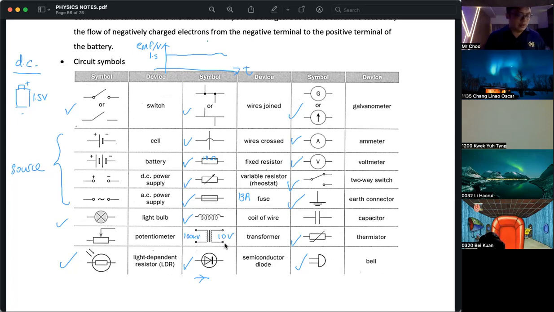Now we go to the last one, the potentiometer. A potentiometer is something like a variable resistor. To me, they are the same thing. The variable resistor varies the resistance, whereas a potentiometer varies the potential. For example, the left side is 100 volt, and the right side is 0 volt.